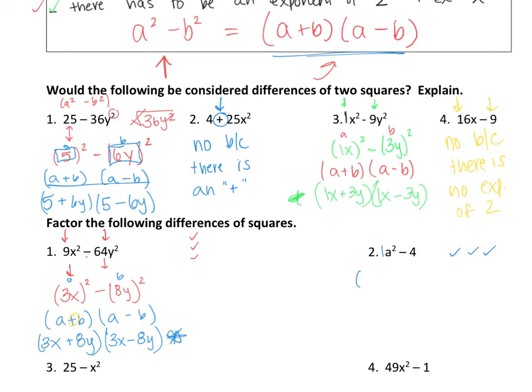So I'm taking the square root of 1a, which gives me 1a, right? And then I'm going to take the square root of 4, which is 2. Remember to put your exponents, okay? This just helps you label a and b. Okay, so now I am looking for a plus b, a minus b. So now that I know my a and b, I can go ahead and plug in. 1a plus 2 and 1a minus 2. This is my answer.